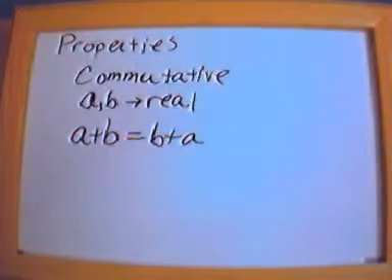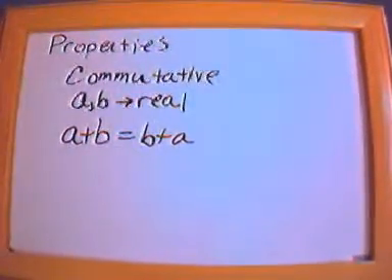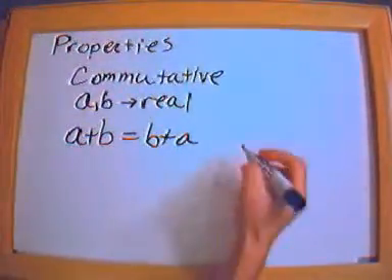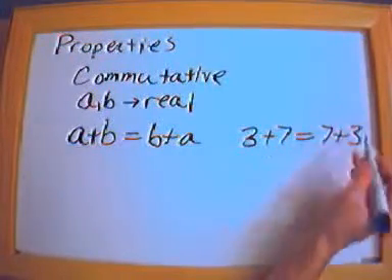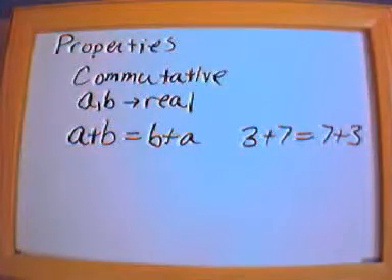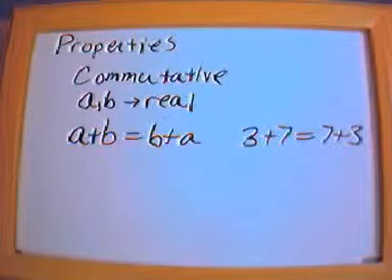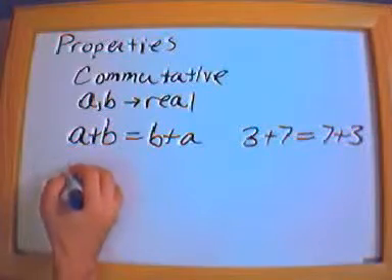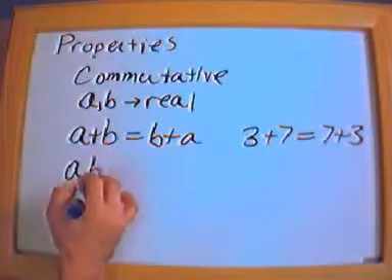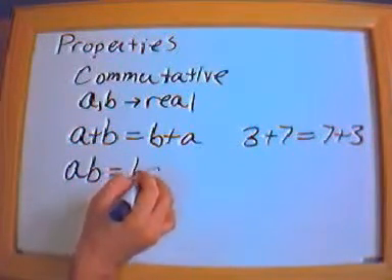Think about that for a second. All it means is it doesn't matter the order in which I add numbers. 3 plus 7 is equal to 7 plus 3. Big surprise. You already knew that. Okay, great. This is just telling you that it's true in all cases. Also, A times B is the same as B times A.